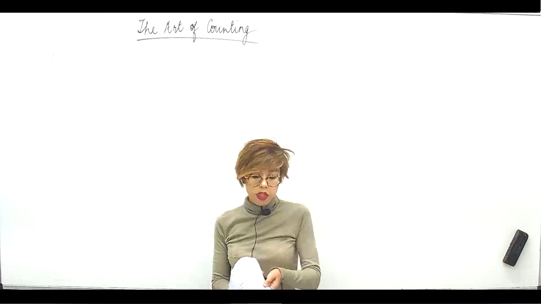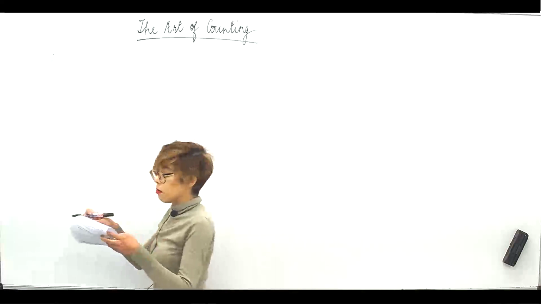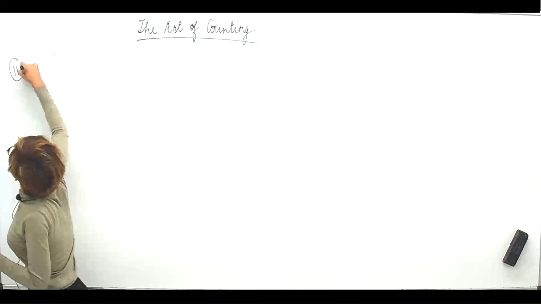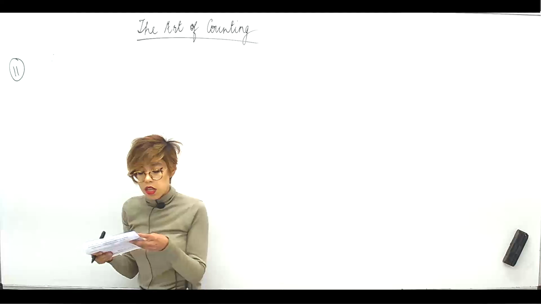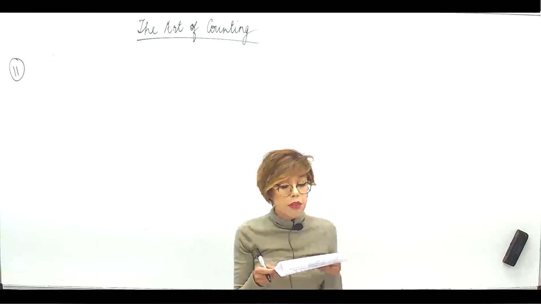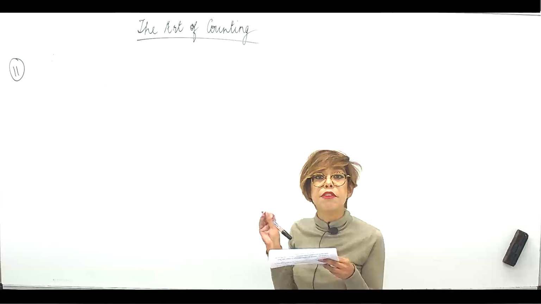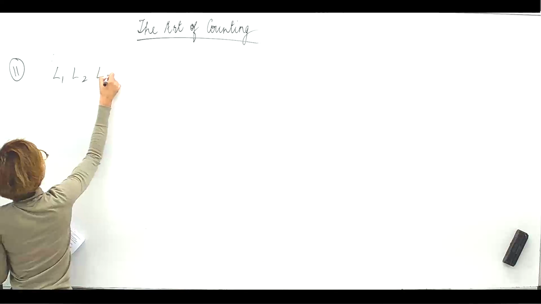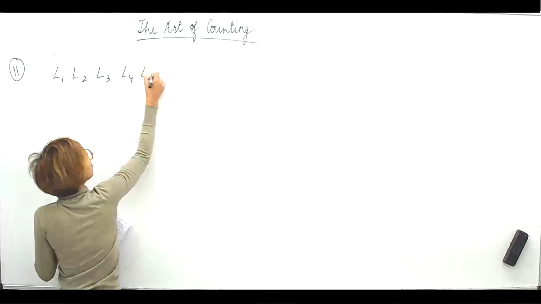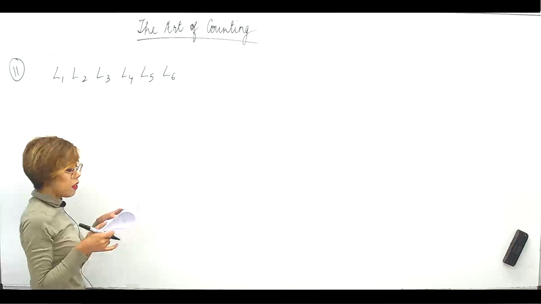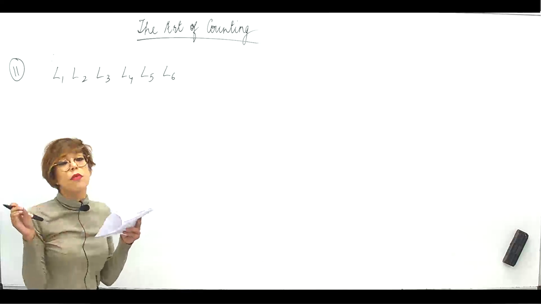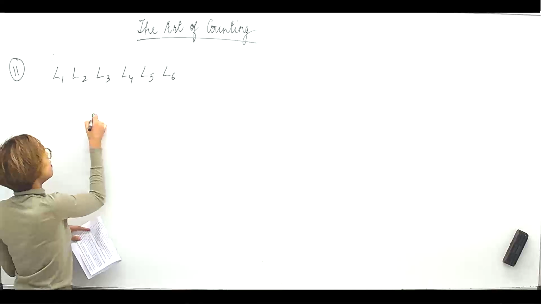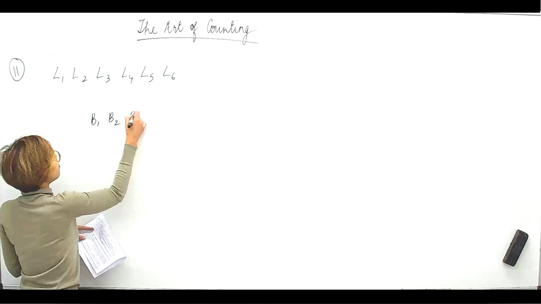Alright, so the next question we are going to discuss is question number 11. And it is quite an interesting one, so let's pay attention. Now he says, find the number of ways of posting 6 different letters, L1, L2, L3, L4, L5 and L6, in 3 little boxes. So I have boxes B1, B2, B3.